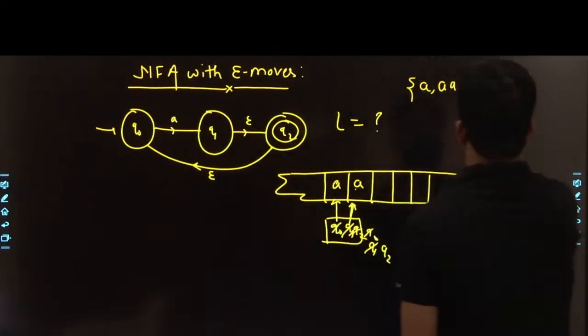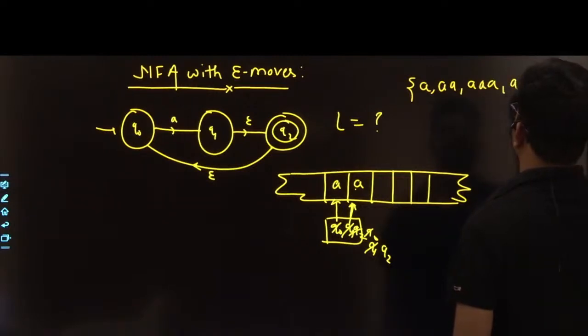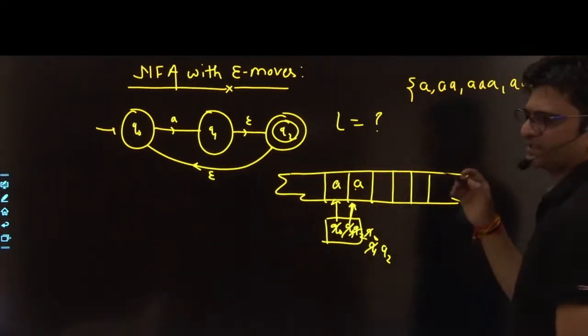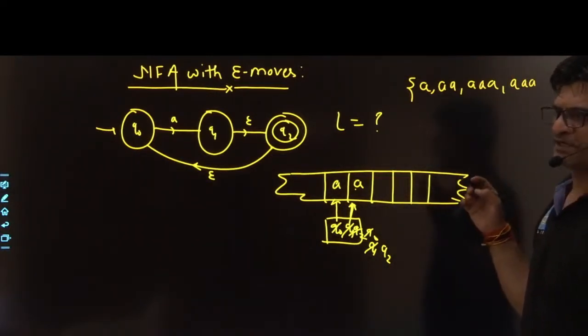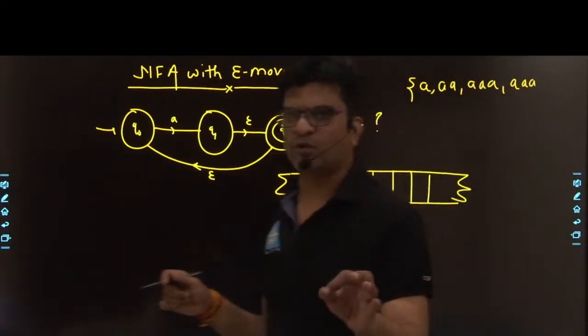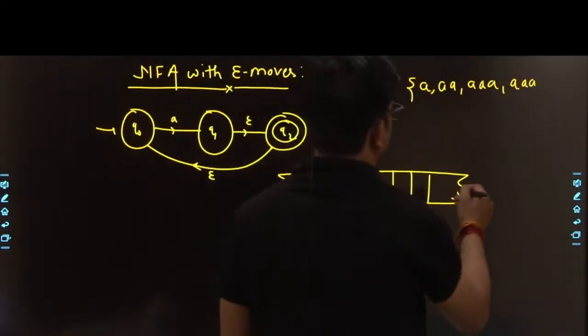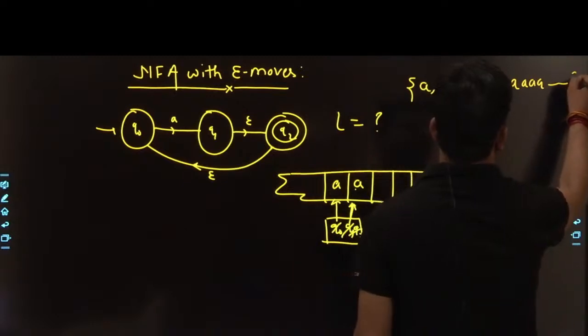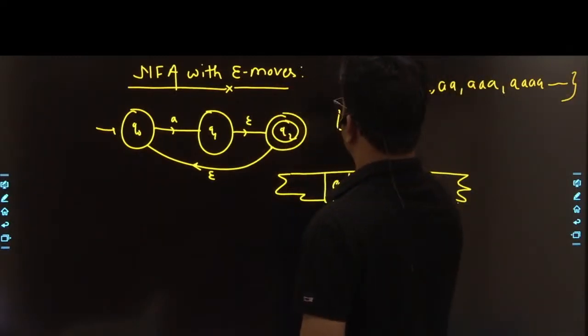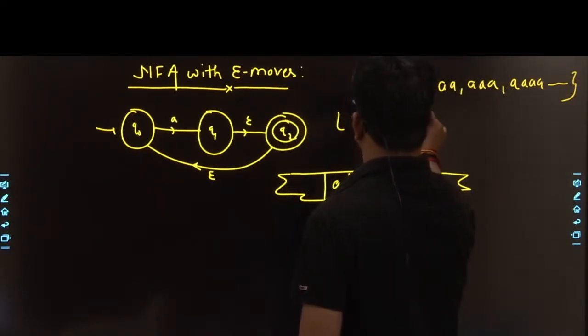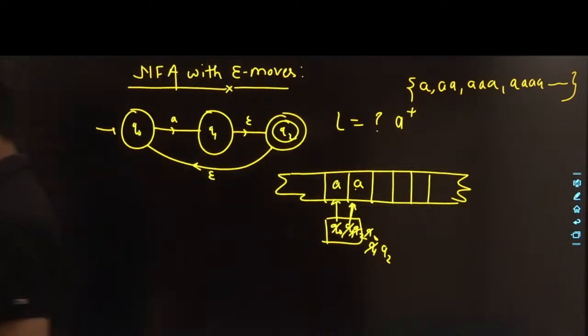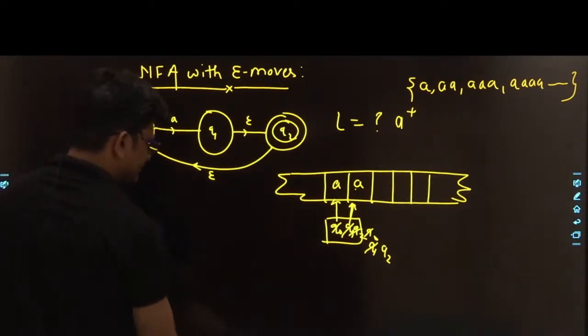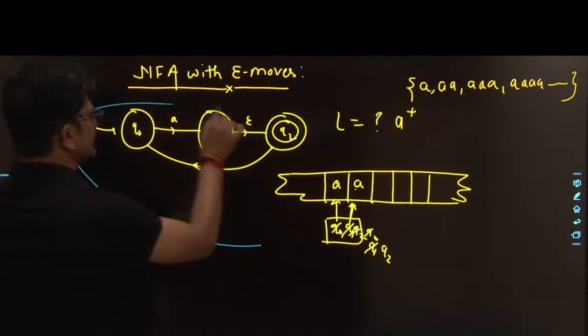So it means it can accept any number of A's, excluding epsilon. So the language accepted by this is A power plus. Clear? Now see the next example.